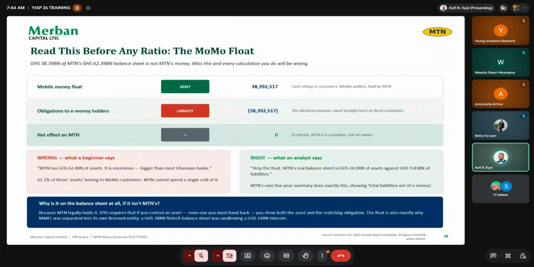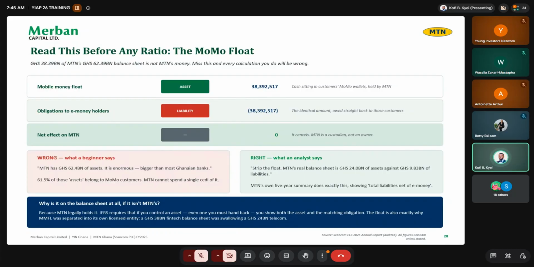So what you have to do as an analyst is strip the float. MTN's real balance sheet is 24 billion of assets against 9.8 billion of liabilities. You strip the Momo float, you take it out. MTN's own 5-year summary shows exactly this, total liabilities net of e-money.